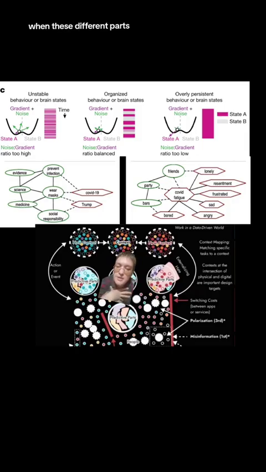When these different parts that are trying to take over at different times do not play well together, then you have this internal war and constant friction happening. And that can happen inside of you, and it can also happen between people or between countries.